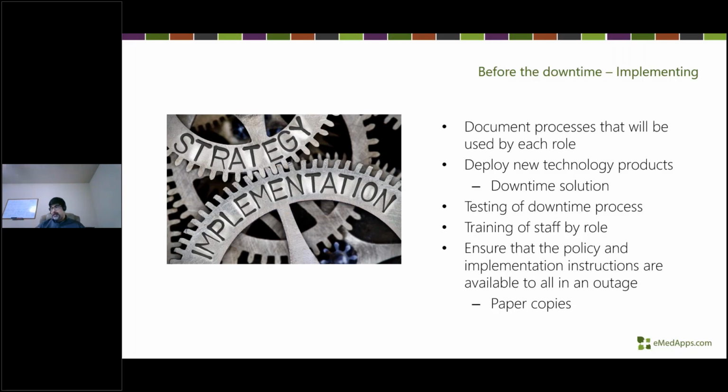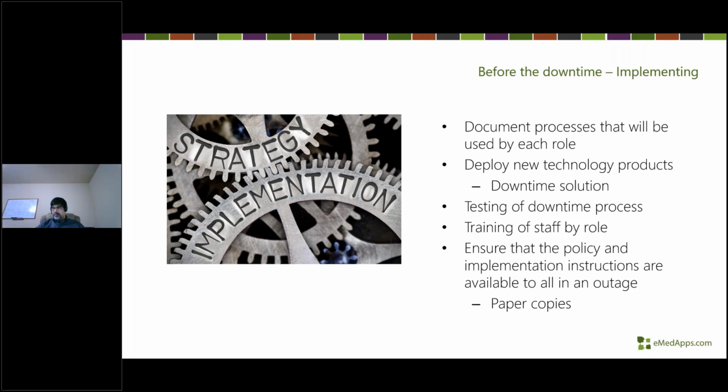Deploy any new technology that you require as part of this downtime. So you've identified the information that your team is going to need in the event of a downtime. So deploy whatever technology makes sense to achieve that, so you're able to get to that data and have that information available. Test your downtime process.